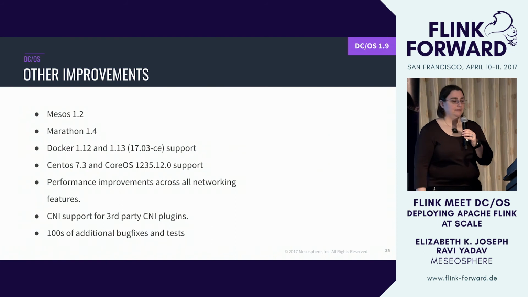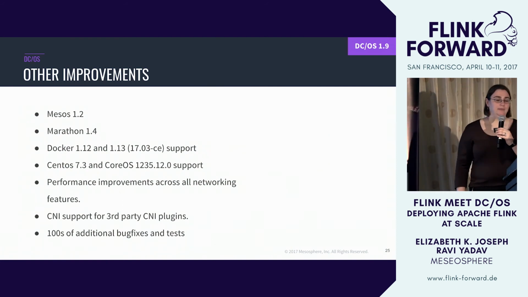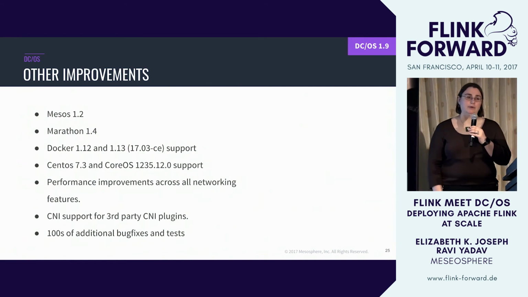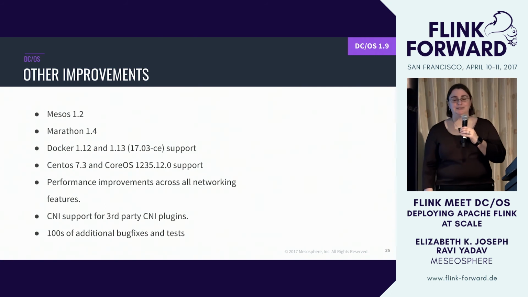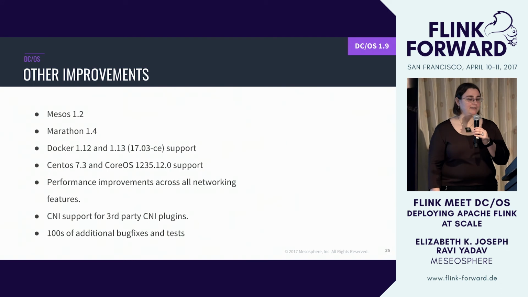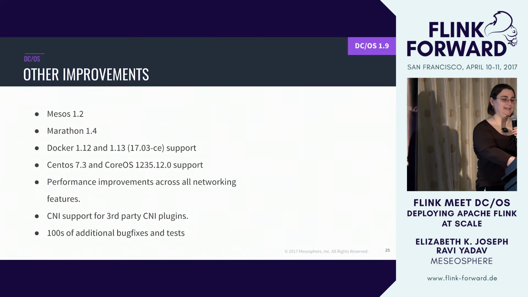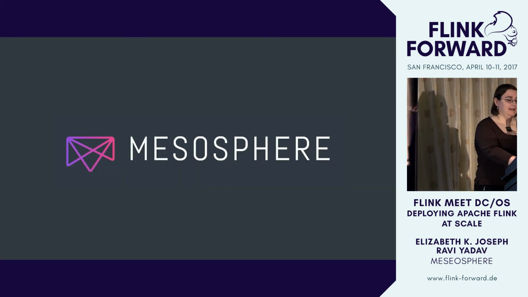So CoreOS works there. We've done a lot of work in networking. So for the networking plugins that you can choose to use for your container networking, there are improvements there. And then lots of other fixes and improvements to our CI testing so that we know that things actually work when we commit the code. So yeah, that's pretty much DCOS 1.9. And now we have question time.